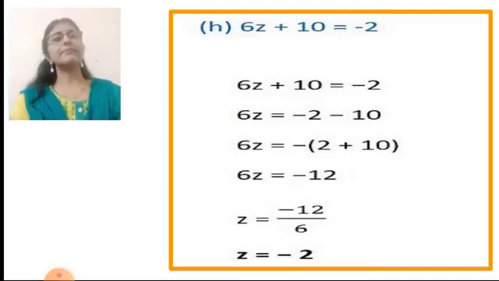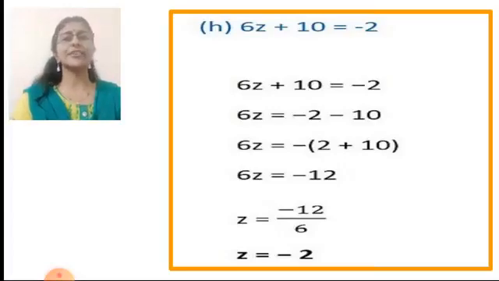So the next step will be 6z is equal to 2 plus 10, which is 12, minus 12. Now to get the variable z, we have to remove 6, and 6 is multiplied here by z. So z is multiplied by 6, so we'll have to remove this 6. To remove the 6, we'll have to divide by 6 on both sides of the equation.